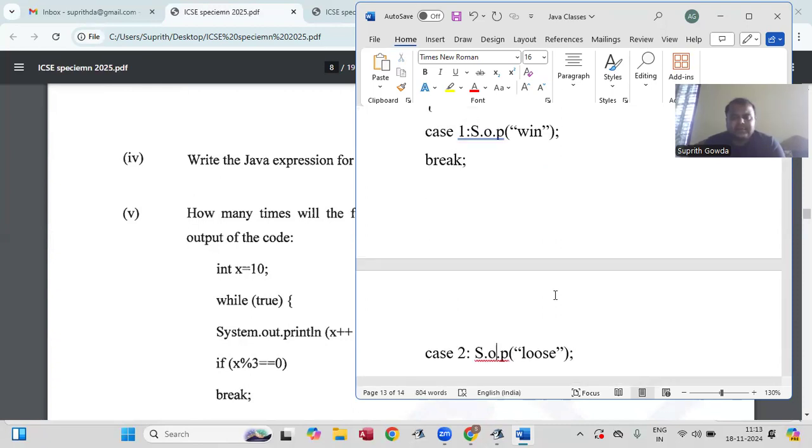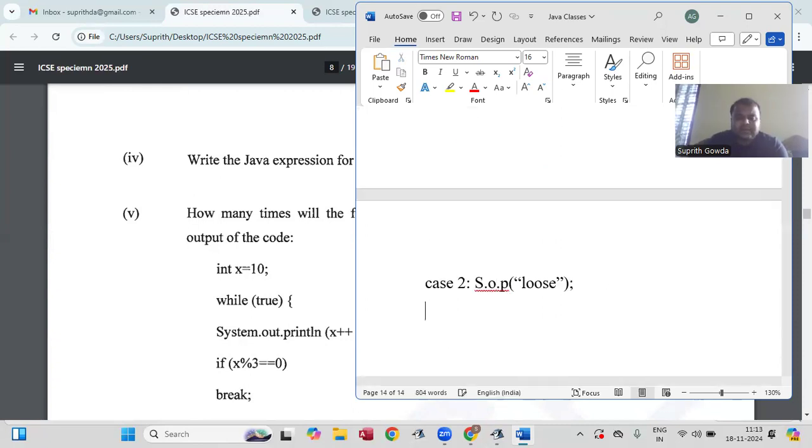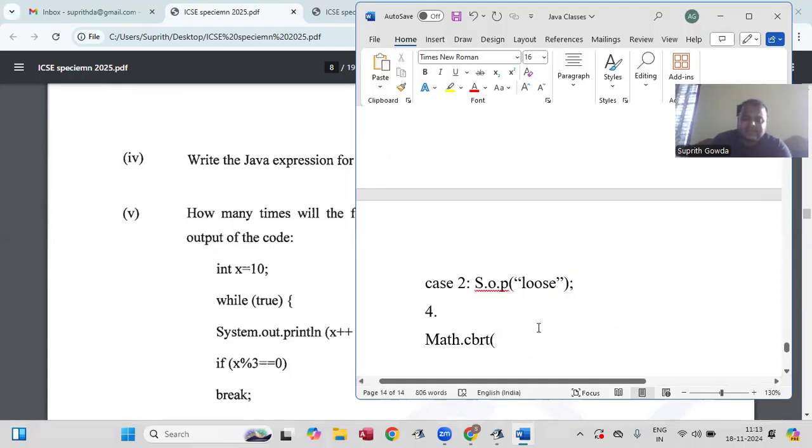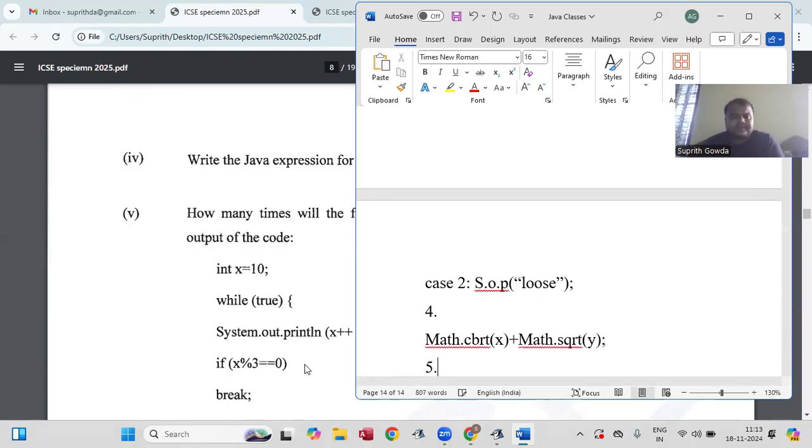And what are the third question and fourth question? How to calculate Math.cbrt of x and square root of y? Math.cbrt of x plus Math.sqrt of y, and after that you put a semicolon. Don't forget to put the semicolon. Okay. And what is the fifth question?